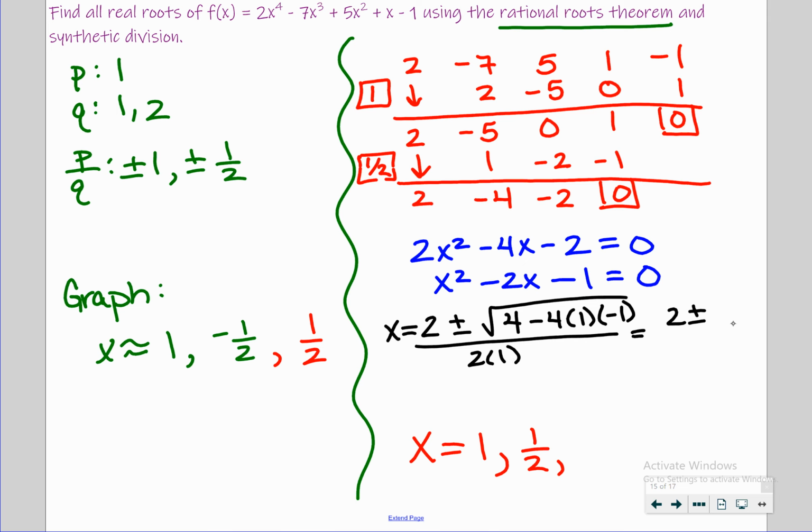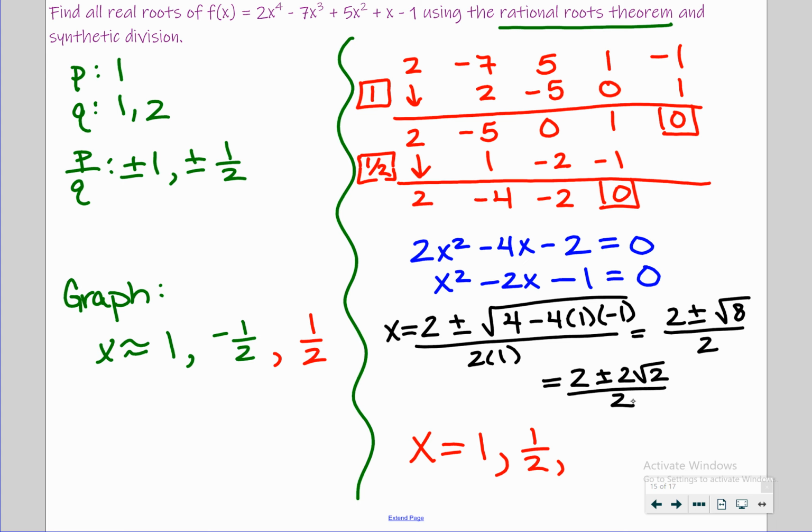Underneath my square root, I'm going to have 4 plus 4, so radical 8 over 2. How do I simplify that? Can we break down that radical? Square root 8. What perfect square divides into 8? 4. Think of it as square root 4 times square root 2. So I can reduce it to 2 radical 2.